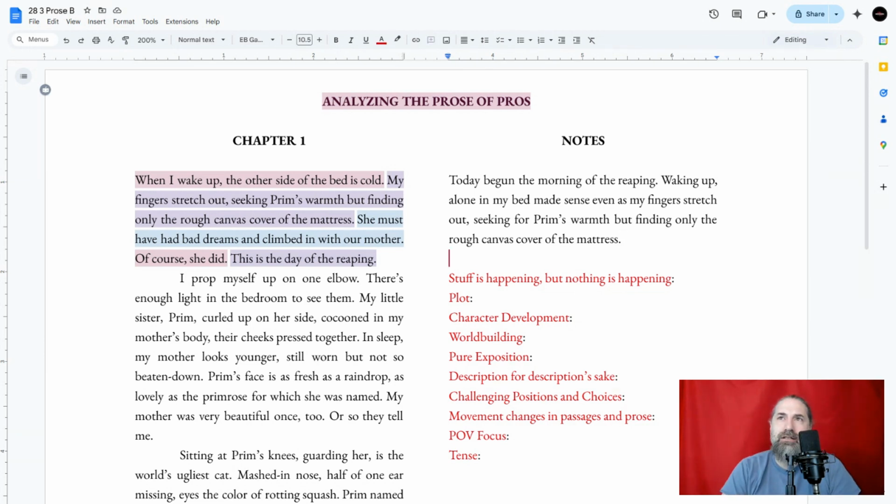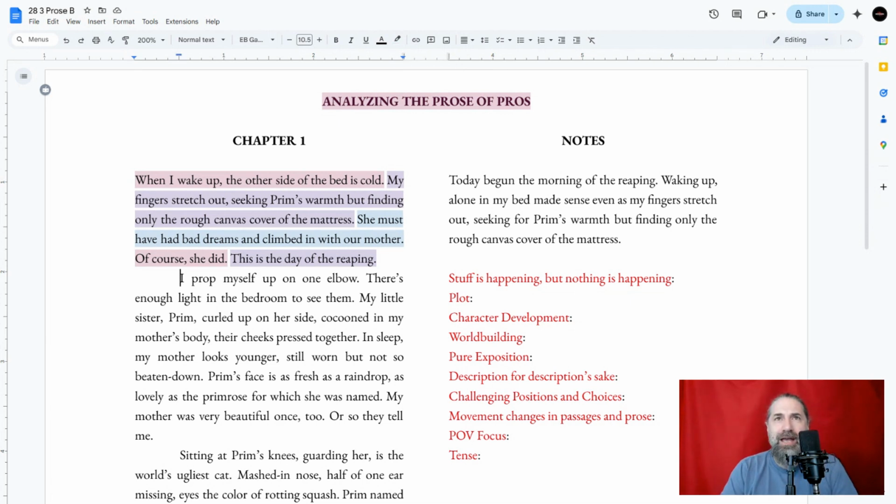because now it narratively reorganizes this thought. This whole passage becomes a new passage just because this line came at the end. If it came at the beginning, this passage would have started, this is the day of the reaping. Right? This is the day of the reaping when I wake up and the other side of the bed is cold. My fingers stretch, right? It changes the flow of it.